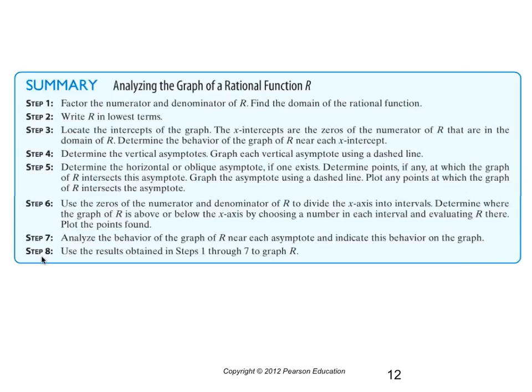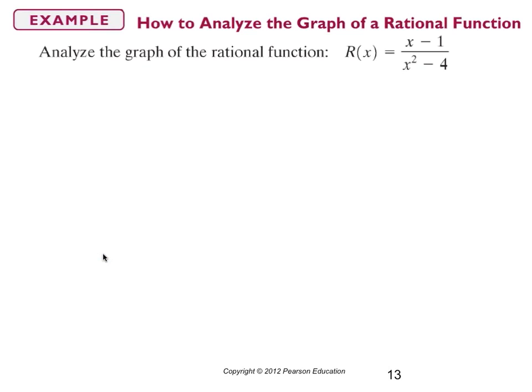Step 6 is to use the zeros of the numerator and zeros of the denominator to divide the x-axis into intervals. And then you determine where your graph is above or below the x-axis by choosing a number that's in the interval and evaluating. And then you can plot the points that are actually found there. And then you analyze the behavior of the graph near each of the asymptotes and indicate this behavior. And then once you put all of that together, you have a fairly nice graph of your rational function.